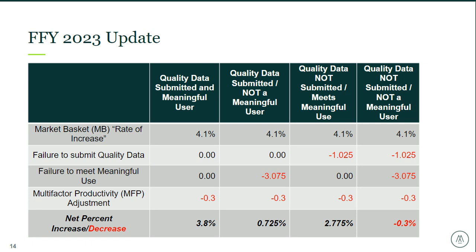But if you submit your quality data, but you're not a meaningful user, there's a fairly significant penalty there. If you're not submitting your quality data, but you are a meaningful user, it's not quite as severe. And if you're not doing either, you actually do not experience an increase in payments year over year at all.